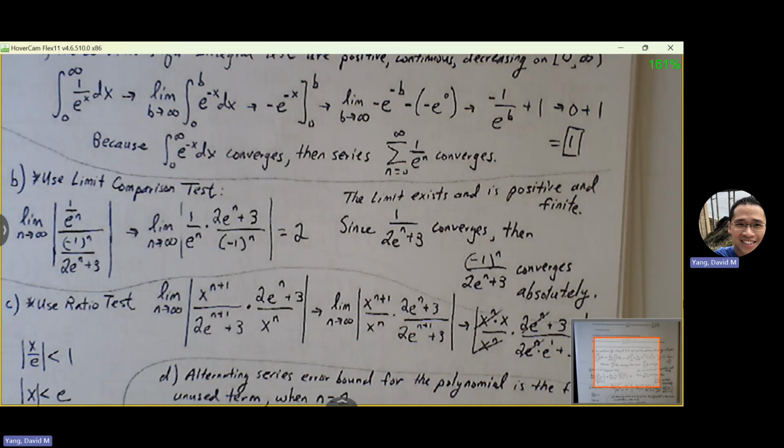Part C, ratio test. In the ratio test, why do you change the alternator to x, like the -1 then? Oh, yeah. So I completely removed the alternator because I knew the absolute value was just going to wipe it away. So I just didn't include it. But if you put it in there, it's fine. I just knew that it wasn't going to be a factor, so I removed it.